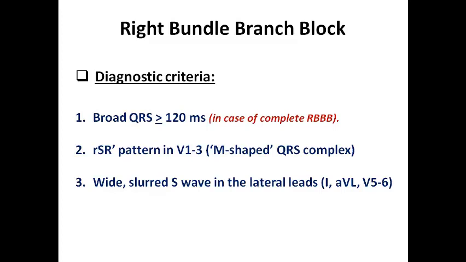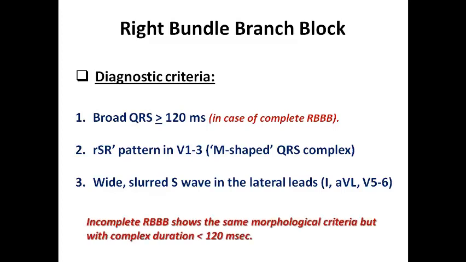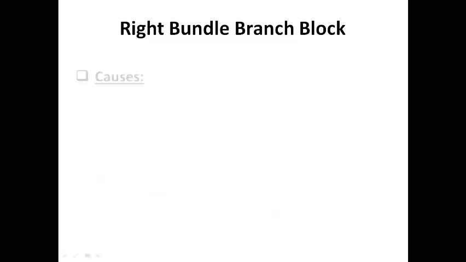We sometimes find a wide and slurred S wave in the lateral leads like lead 1, aVL, V5 and V6, and this is equivalent to the R dash wave in V1, which is a wide and deep S wave. And of course don't forget that incomplete right bundle branch block would show the same morphological criteria, but the complex duration would be less than 120 milliseconds.